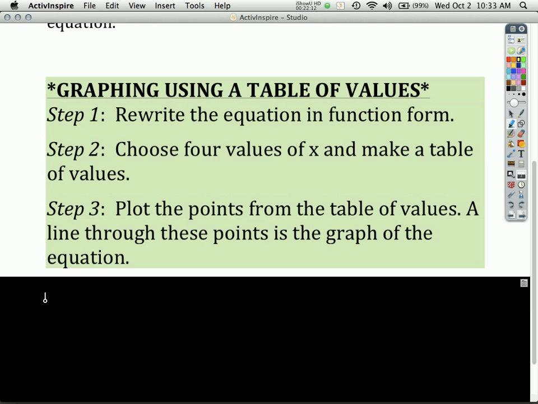So if you think about it, you already know each of these individual steps. You learned how to do step 1 in chapter 3. You learned how to do step 2 in chapter 1, and we reviewed it again last time. And step 3 you learned in chapter 1, and we reviewed last time, except for the part about drawing a line through the graph.